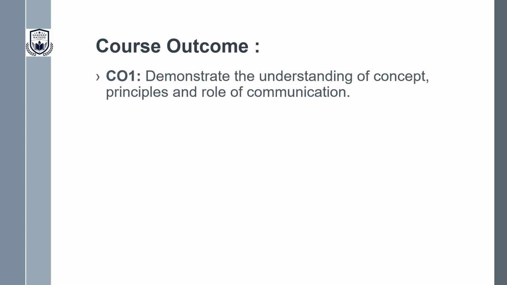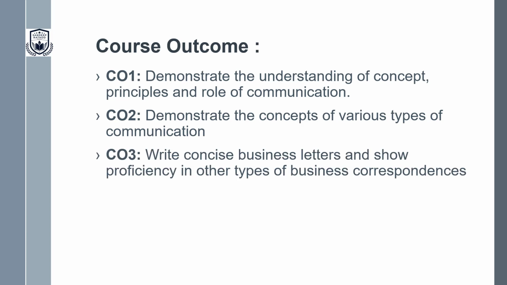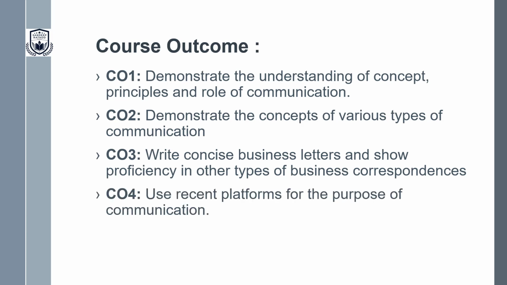Number 1, after the completion of this course, after the completion of this particular subject, students will be able to demonstrate the understanding of concepts, principles and role of communication. Course outcome number 2, students will be able to demonstrate the concept of various types of communication. Students will be able to write concise business letters and show proficiency in other types of business correspondence. And outcome number 4, that is the last outcome, that is, students will be able to use recent platforms for the purpose of communication.